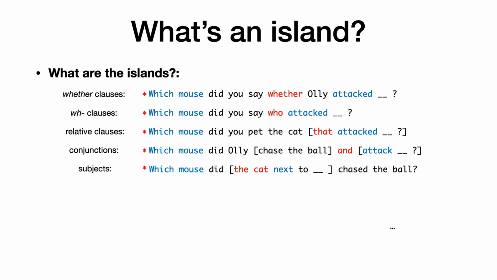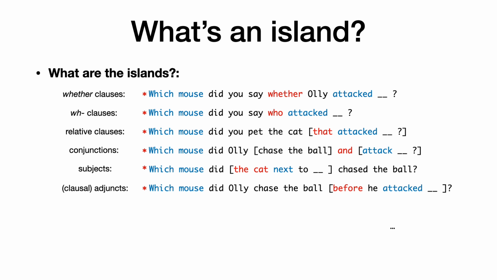Which mouse did the cat next to chase the ball? I have an error here. That verb should be bear, not chased. So the cat next to the blue mouse chased the ball. Which mouse did the cat next to chase the ball? Sounds kind of funny. Clausal adjuncts. So not all adjuncts, but if you have an adjunct that has a VP in it, let's say, it sounds funny to move out of that VP.